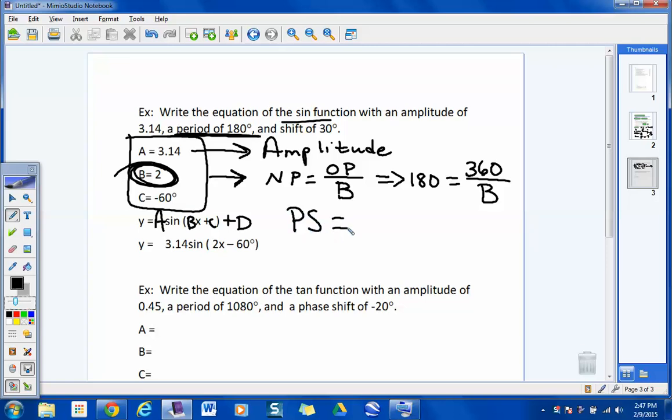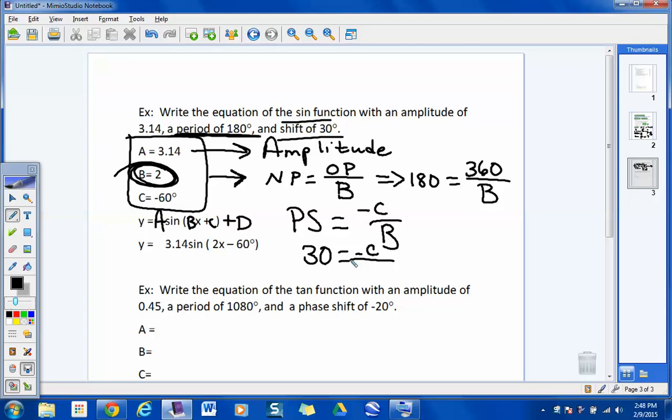Isn't that the opposite of c divided by b? Okay, watch this, kiddos. In this problem right up here, what do they say the shift is? What value? 30 degrees. They want the phase shift to be positive 30 degrees, right? 30 has got to equal the opposite of c divided by the b value. But don't we know the b value now?